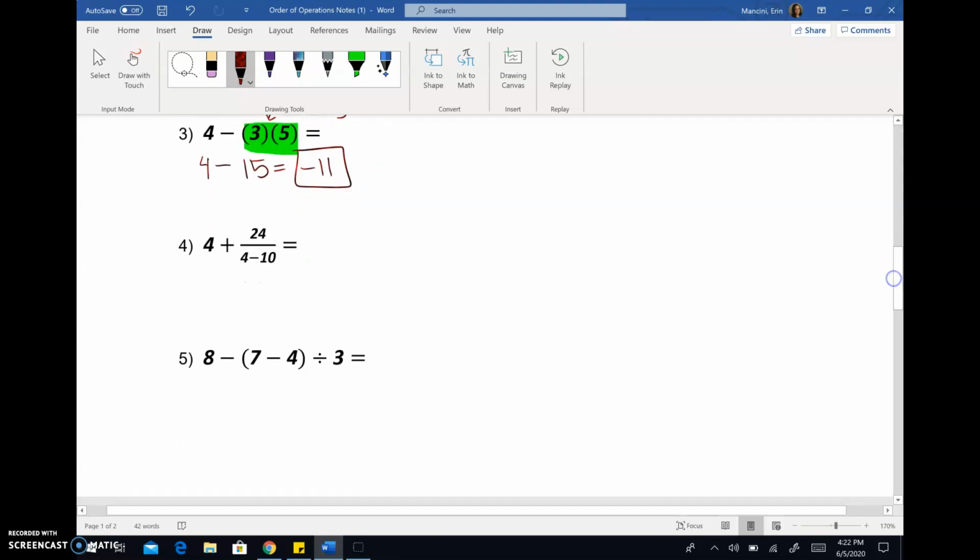Okay, next one. You'll see a fraction here, and that often intimidates people. But what I want you to know from this problem is that a fraction like this is just division.